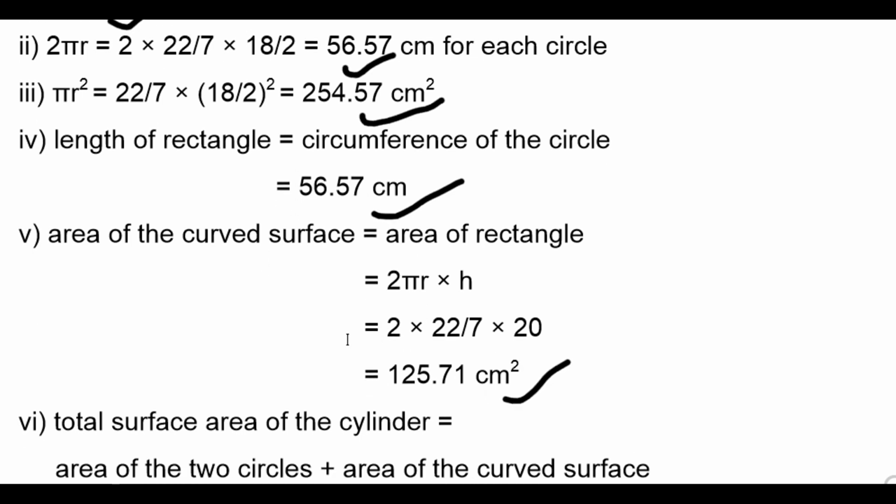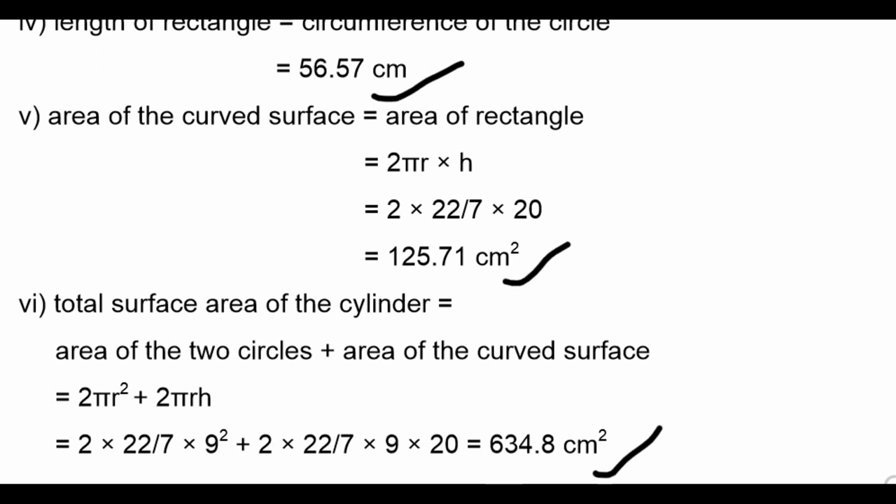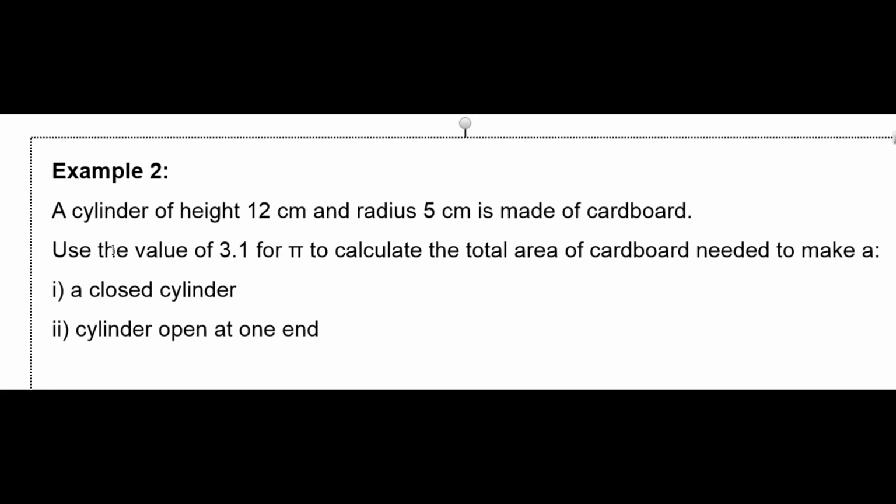Let's solve the last question, the total surface area of the cylinder. Now we know that the total surface area is what? Area of the two circles plus area of the curved surface. So we have the total surface area of a cylinder as what? 2 pi r square plus 2 pi r h. So if we substitute into that equation, we have 634.8 cm cube.